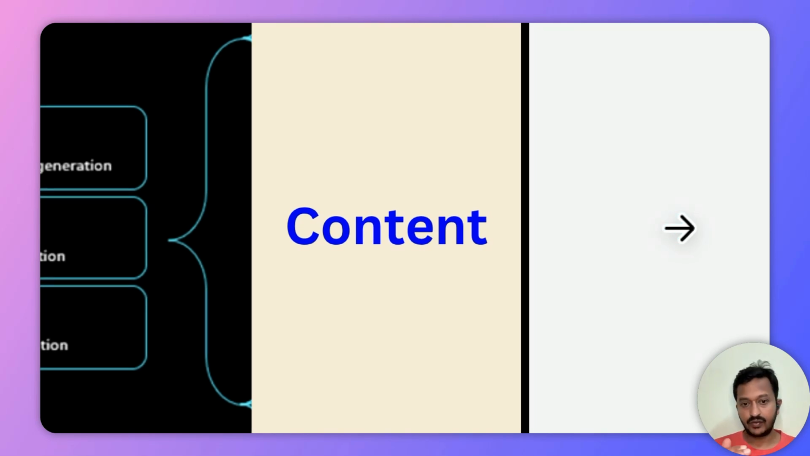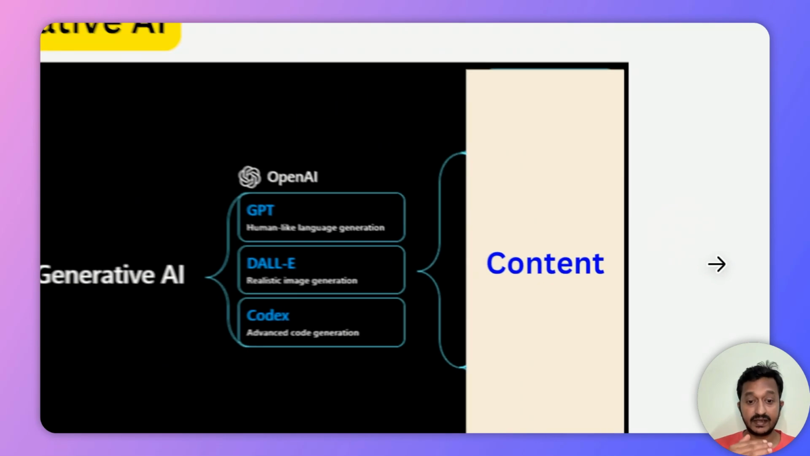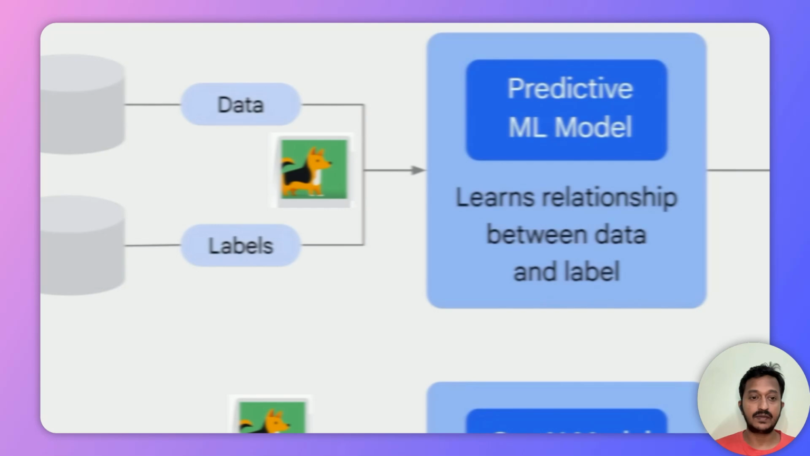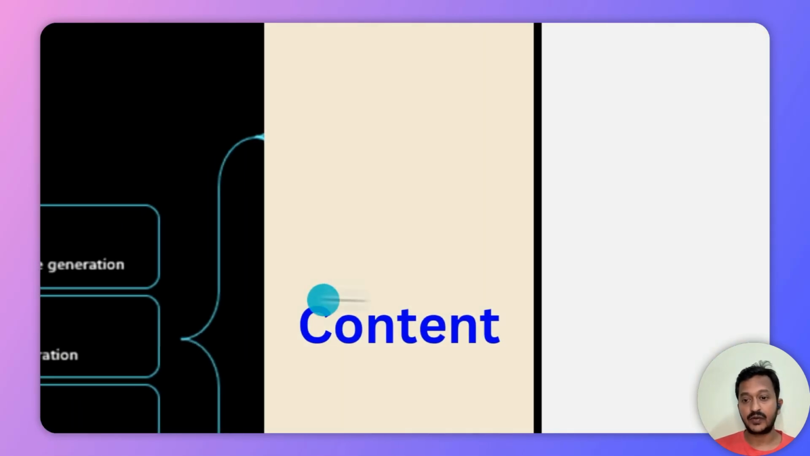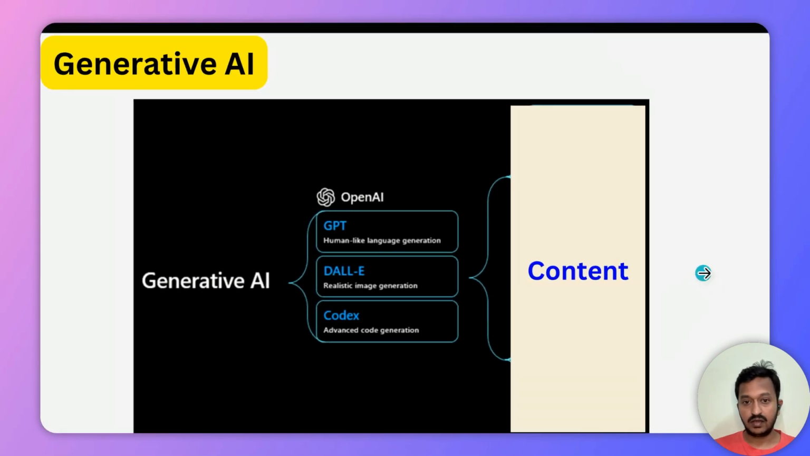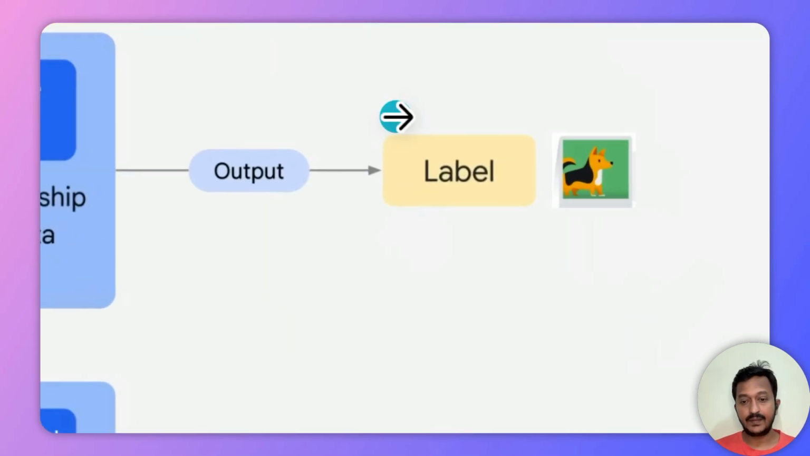For generative AI, you can see OpenAI models: GPT, DALL-E, and Codex. These three models have different outputs. GPT is for text generation, DALL-E is for image generation, and Codex is for code generation. So that's the main difference between generative AI and the traditional AI systems. So how are ML models different from Gen AI models?